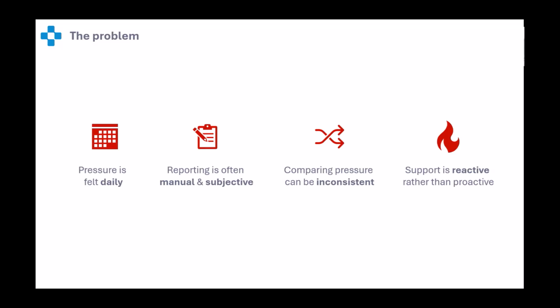It's just a subjective kind of feeling as to what pressure level an organisation might be at. And where that is the case, comparing pressure can be quite inconsistent, because a lot of it can be subjective. Comparing it against other organisations within the area to get a true pressure level across the system can be quite inconsistent. And therefore support could be quite reactive rather than proactive. We can't spot trends and proactively put support in place to avoid pressure escalating. So the support is often quite reactive in that sense.